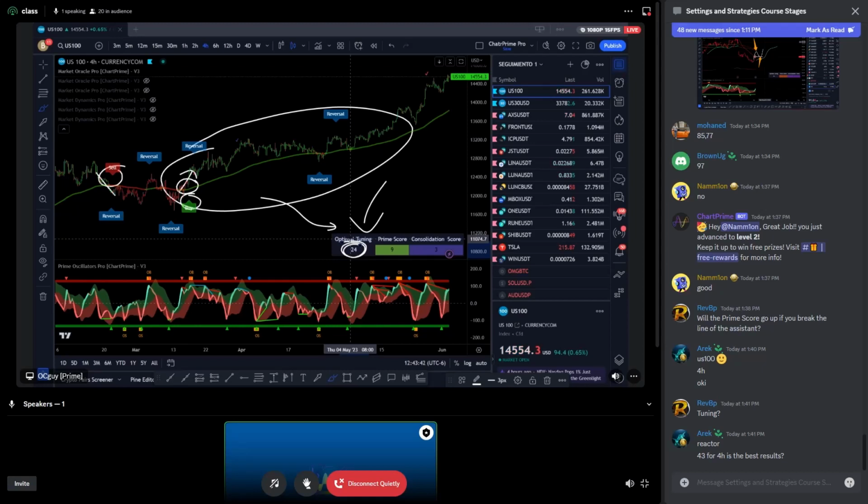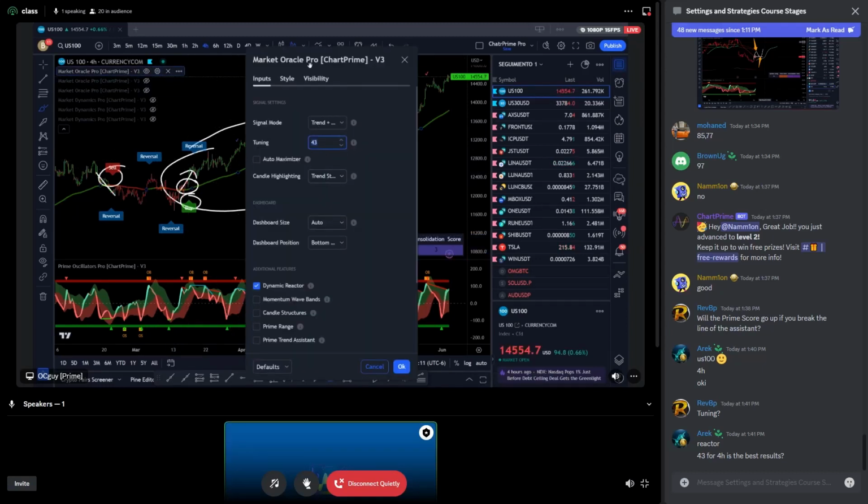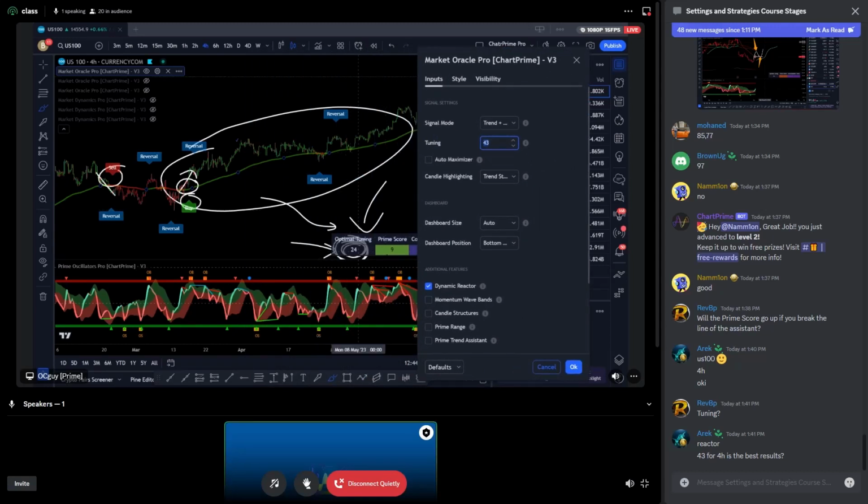So let's not compete against a computer, right? So let's do it our way. But if you like what you see on 24, just keep it on 24. So the point here is whatever works the best for you. Do not get frustrated if your optimal tuning here is not the best tuning that you could have, right?